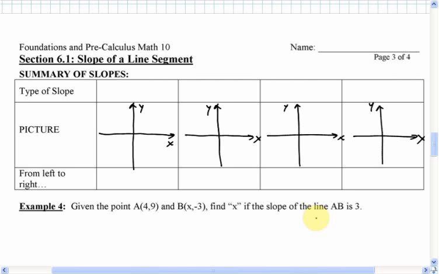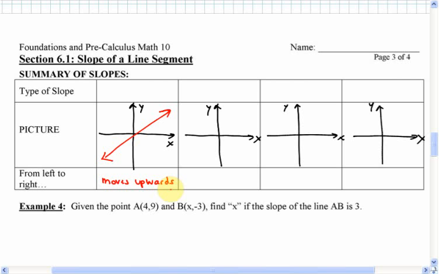Okay, let me give you the first picture. It's a line that looks like this. From left to right, this line moves upwards. Now, a line like this, what type of slope do we call it? And we saw it on the previous page.